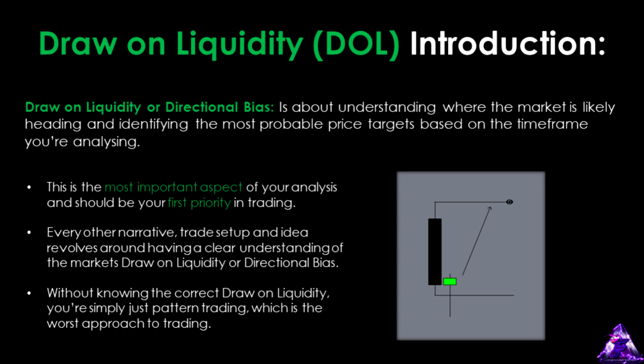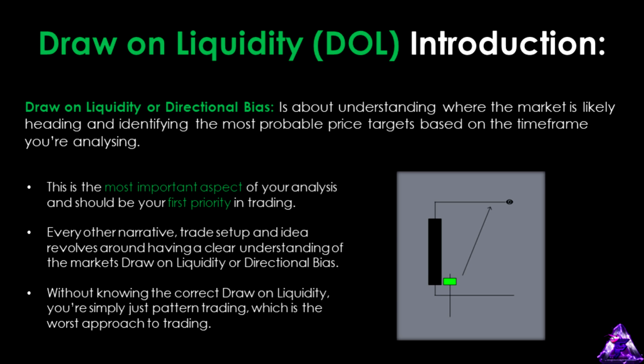All the other aspects of analysis, such as trade setups, entry models, and narrative building, rely on clear directional bias and strong understanding of the market's draw on liquidity. If you don't know where the market is headed, no amount of narrative building or entry model analysis will be effective. It would just simply be pattern trading, which lacks logical grounding. The first and most crucial step is to determine where the market is drawn to. Only then can you proceed with the rest of your analysis.